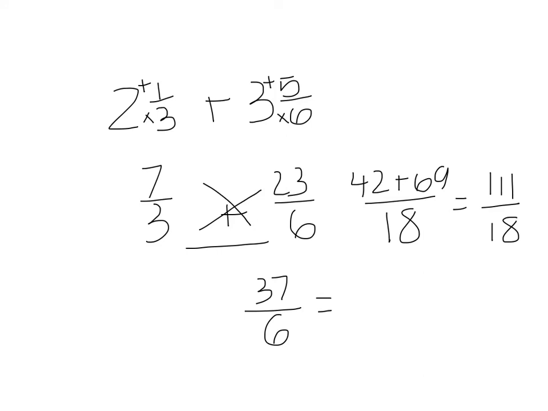So 6 goes into 37 6 times with 1 left over, and you bring over your denominator, and this is your final answer.